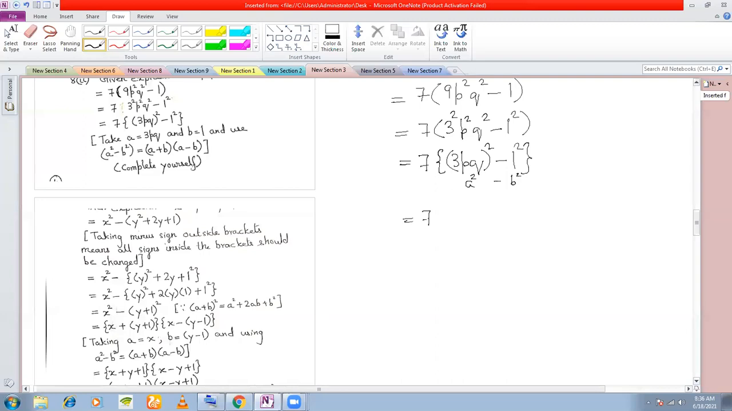I see the expression within the curly brackets is of the form a square minus b square. So you can write this as 7 into (a plus b)(a minus b). Here a is 3pq and b is 1. And these are the factors. Okay. So one more.